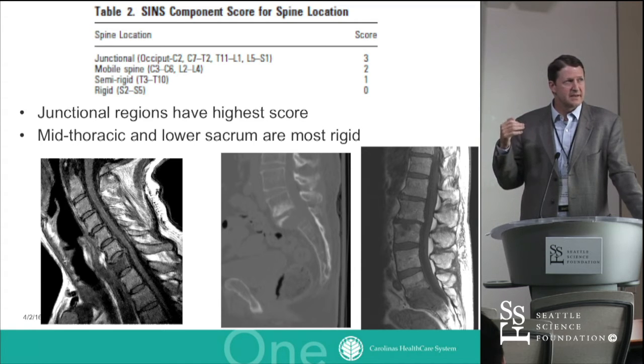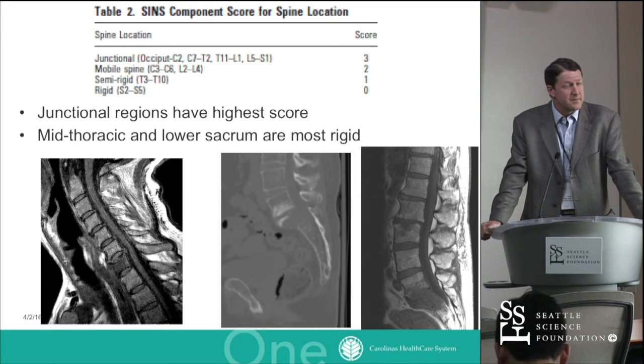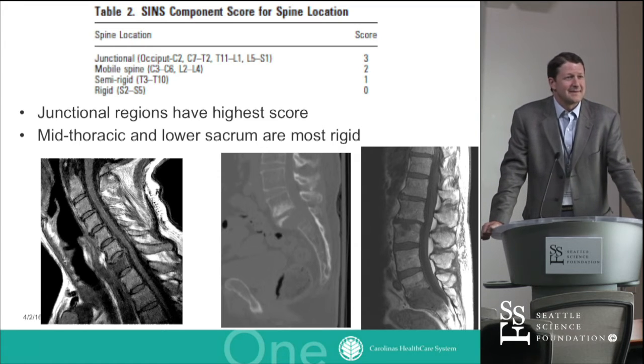The mobile spine, mid-cervical spine and mid-lumbar spine, are your next highest score, because there's some element of motion here, but not quite the stress of these junctional areas. And you can see a couple examples of these. This at the bottom right looks a little bit like Dr. Mendel's chordoma he showed. Unfortunately, in this case, it was myeloma, so a little bit different treatment.